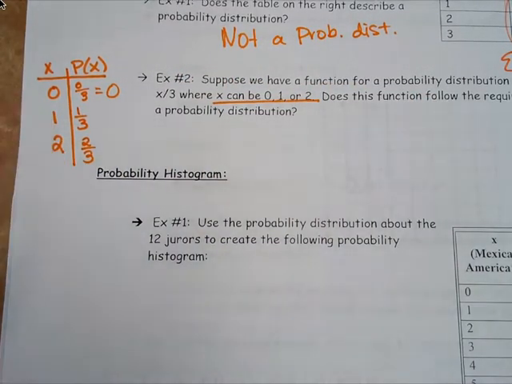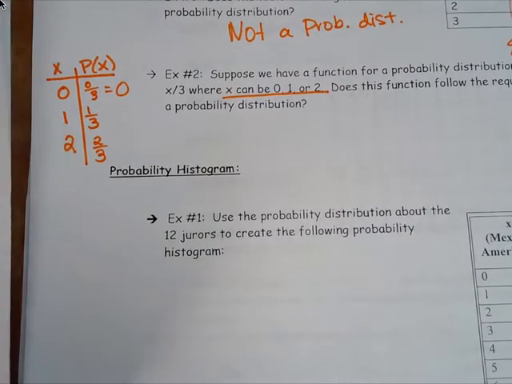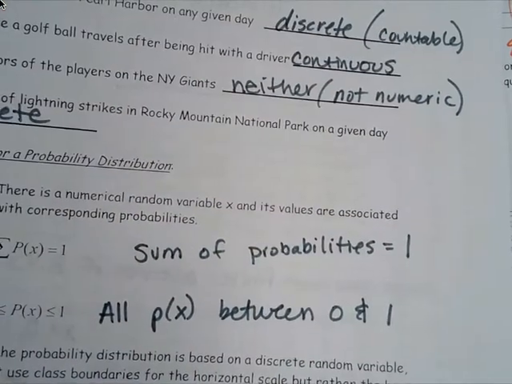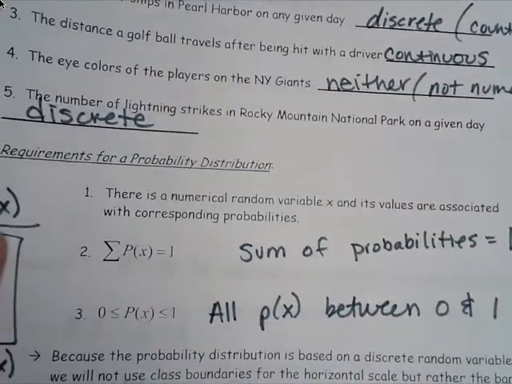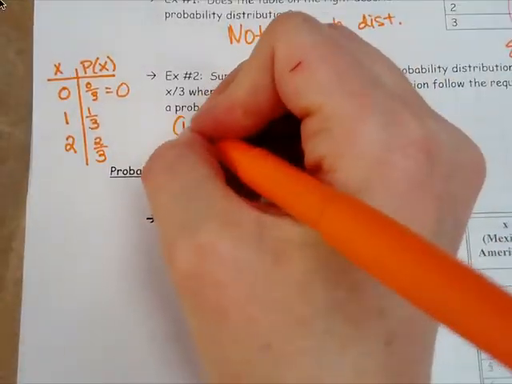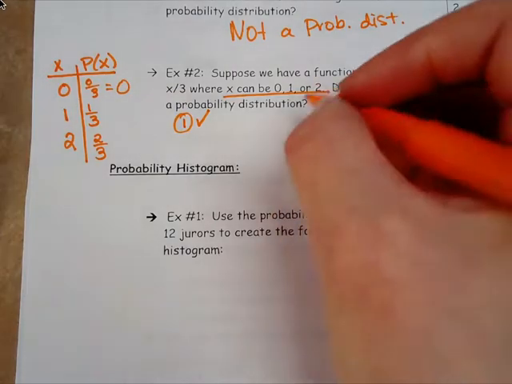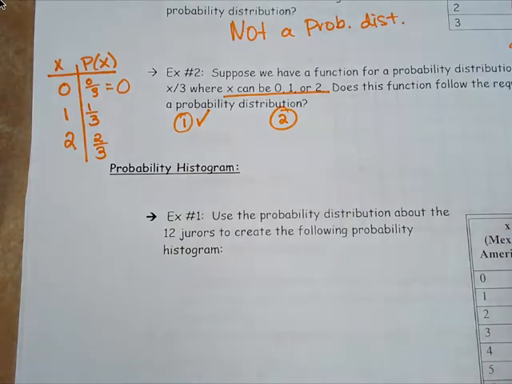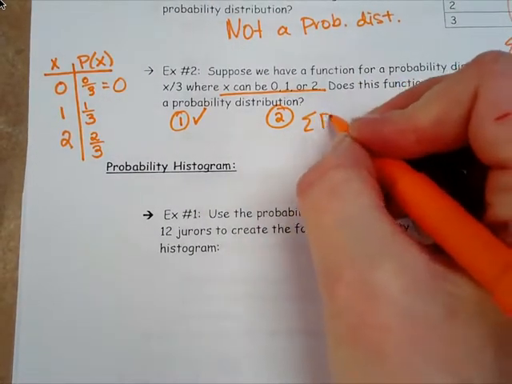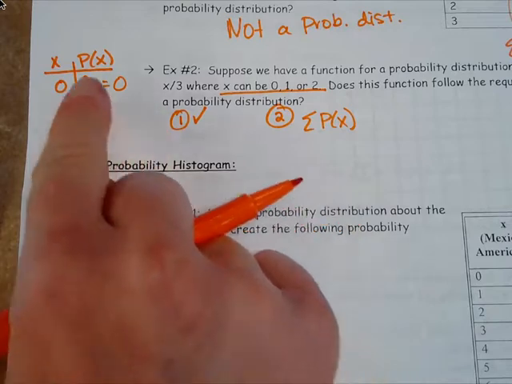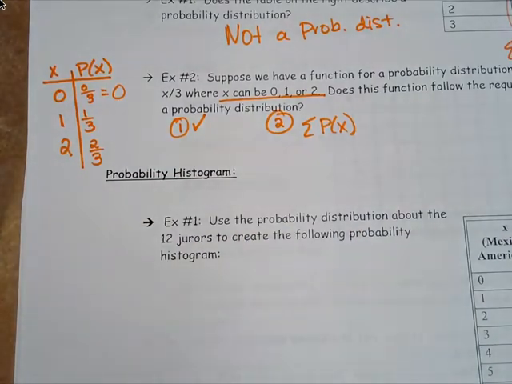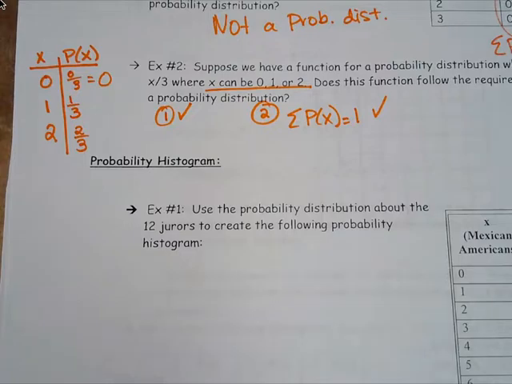So if we look back at those requirements, the requirements are there is a numeric random variable of X and its values are associated with corresponding probabilities. Number 1 checks out. Number 2 says the summation P of X equals 1. What is the summation of P of X? All of the probabilities added together. 0 plus 1/3 plus 2/3? 1. It equals 1. So that's good. It is a probability distribution so far.